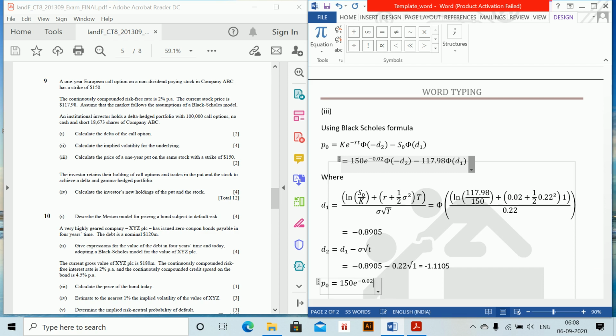Okay, and therefore P naught is equal to 150 e to the power minus 0.02 phi of 1.1105 minus 117.98 phi of 0.8905, which is equal to 31.45.